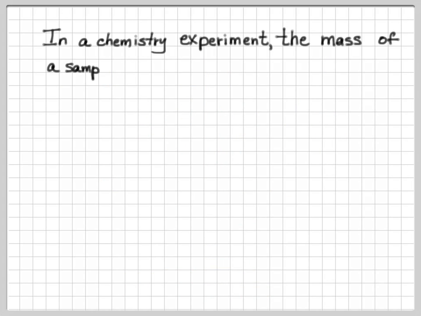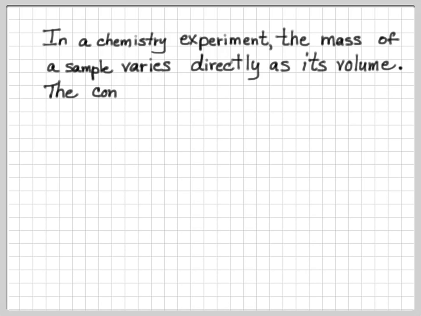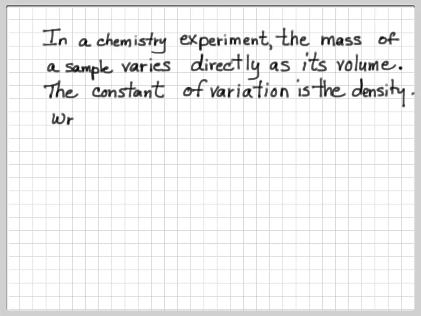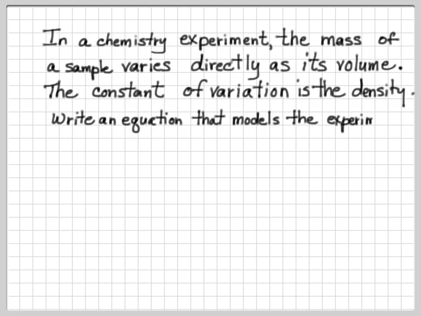Let's look at some word problems. I know word problems, once again, are your favorites, but just knowing what direct and indirect variation is doesn't do you much good in chemistry unless you can actually apply it. So in a chemistry experiment, the mass of a sample varies directly as its volume. The constant of variation is the density. Write an equation that models the experiment.